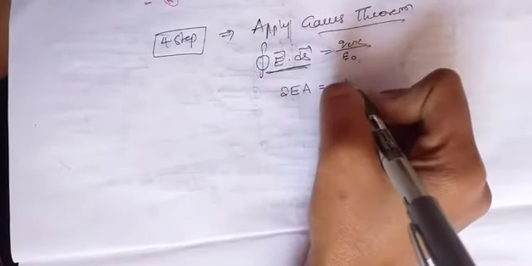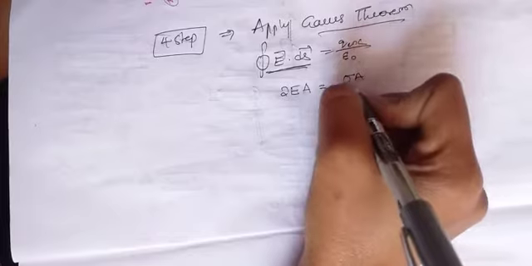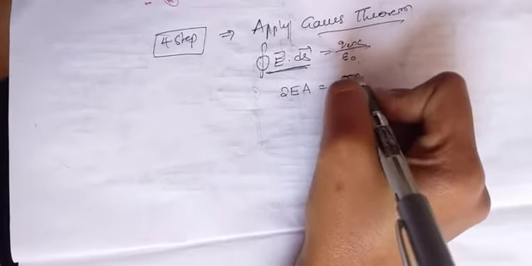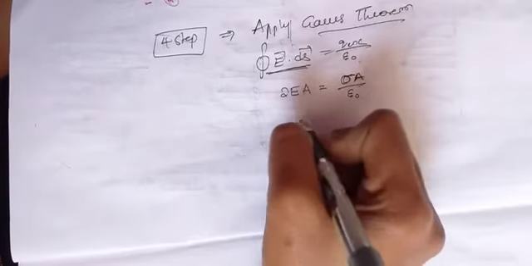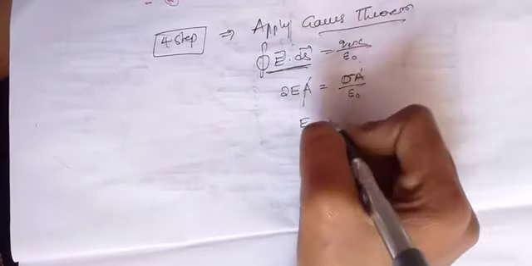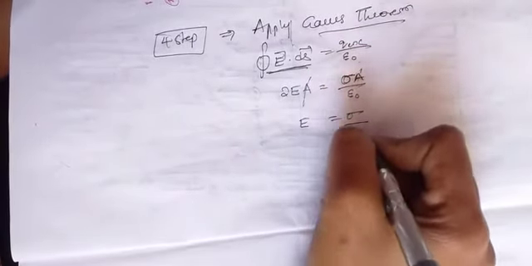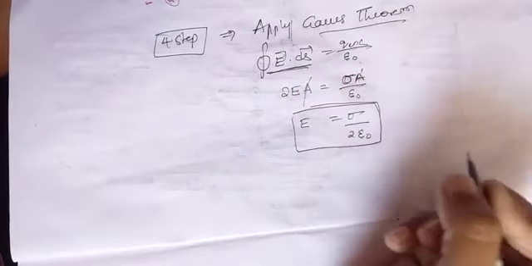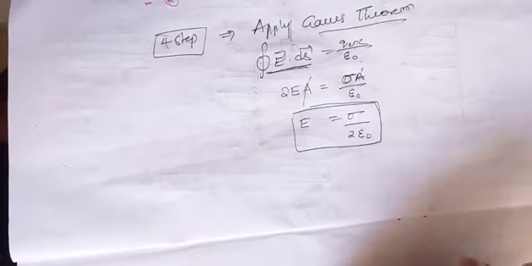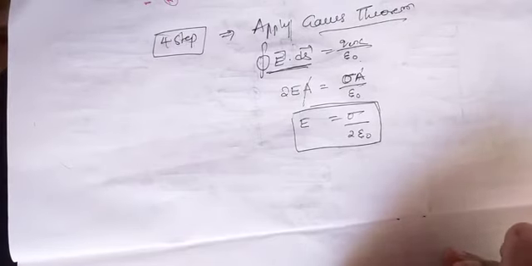So what is Q enclosed? Sigma into area, that is the areal charge density into area, divided by epsilon naught. So here E is equal to, A and A cancel, and here we are getting sigma by 2 epsilon naught. Okay, see here we are getting some one.